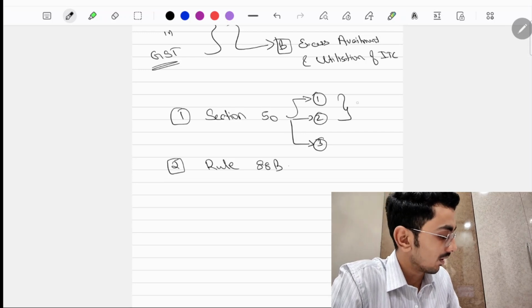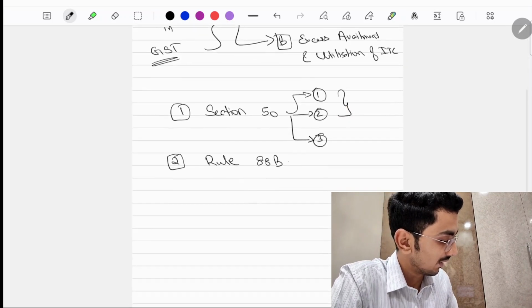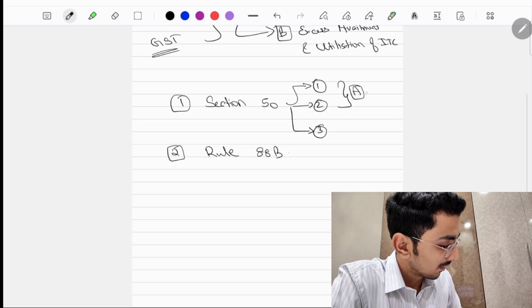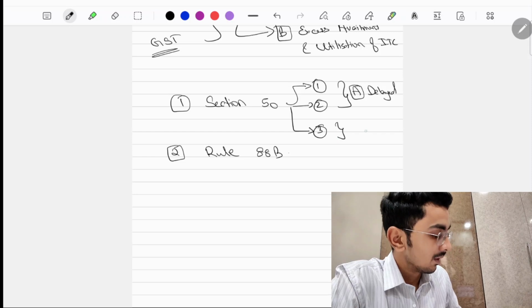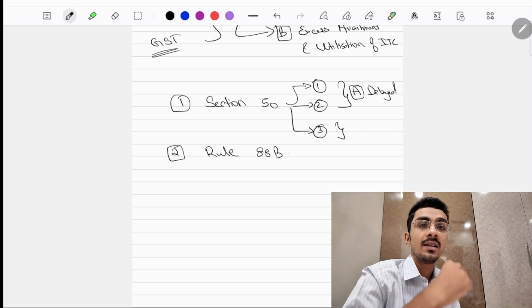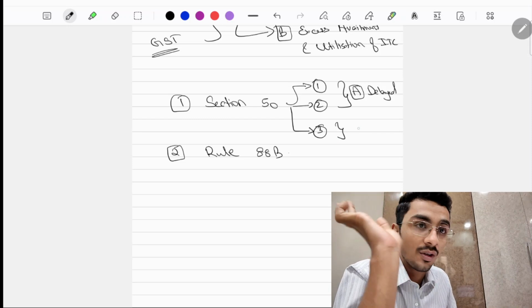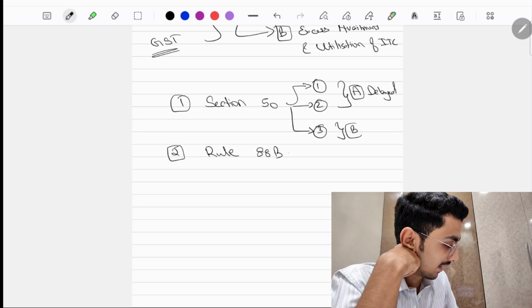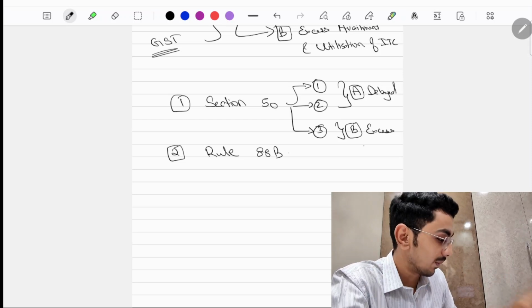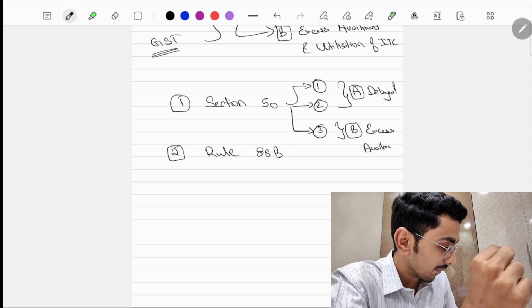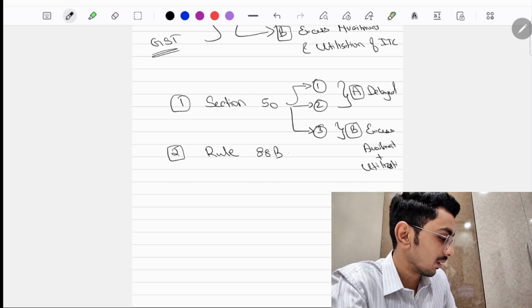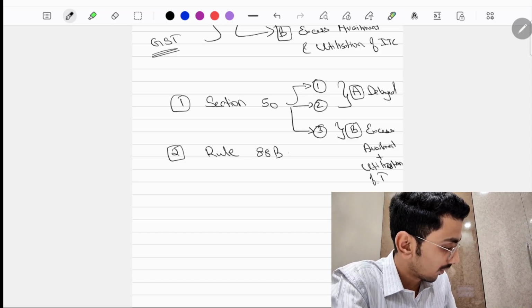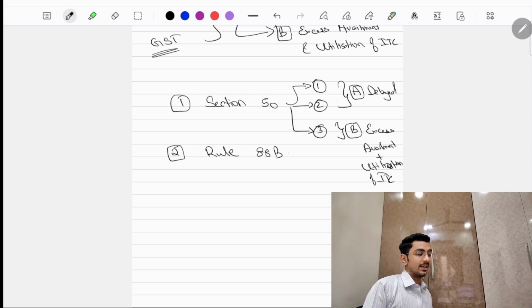Subsection 1 and 2 cover situation A, that is delayed payment of taxes. Subsection 3 contains the excess availment and utilization of ITC component, that is situation B. Always remember, excess availment plus utilization. These two components go hand in hand.